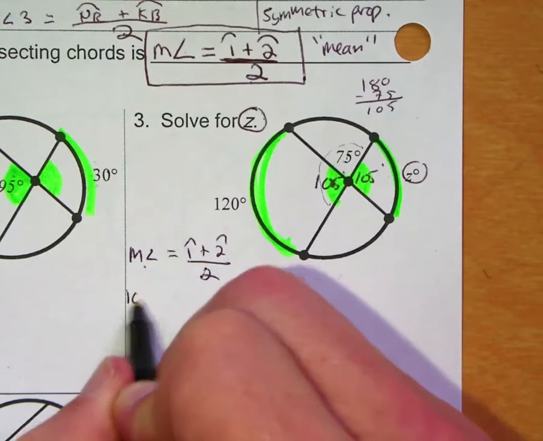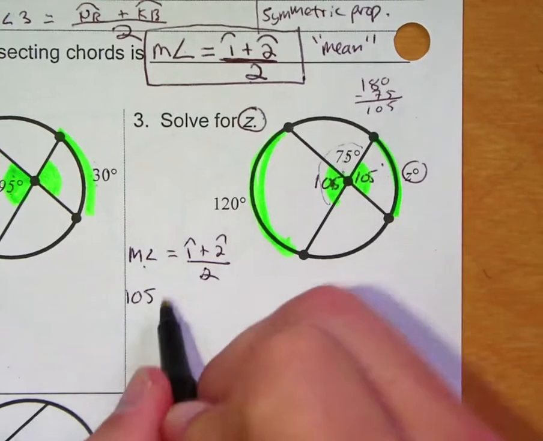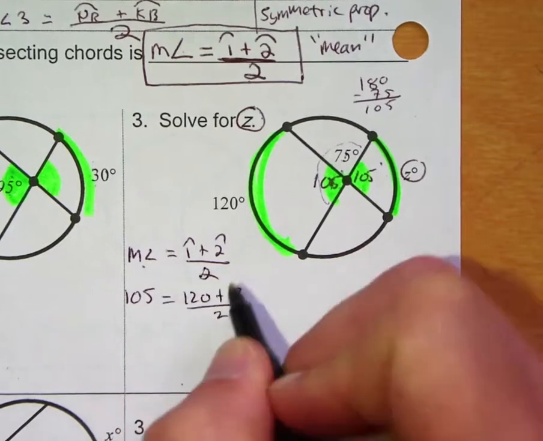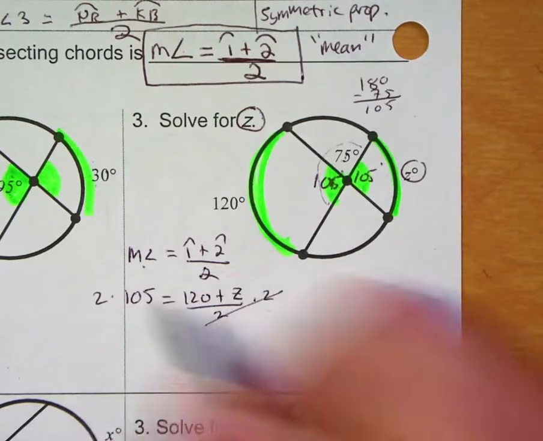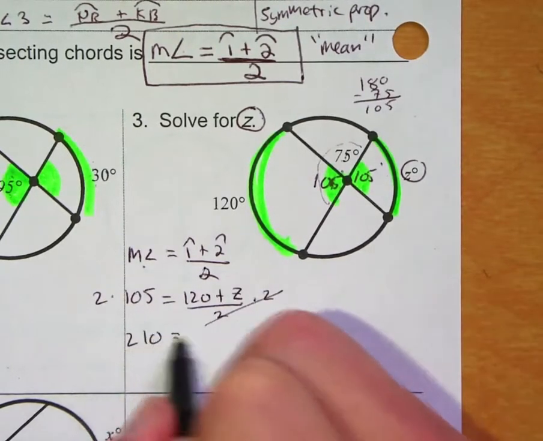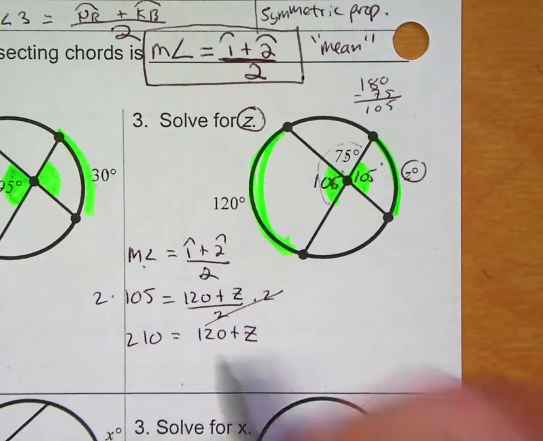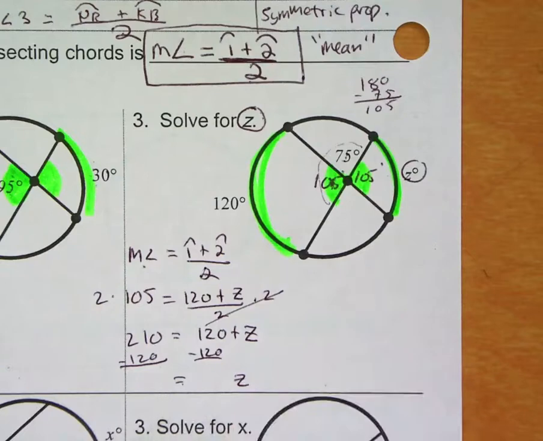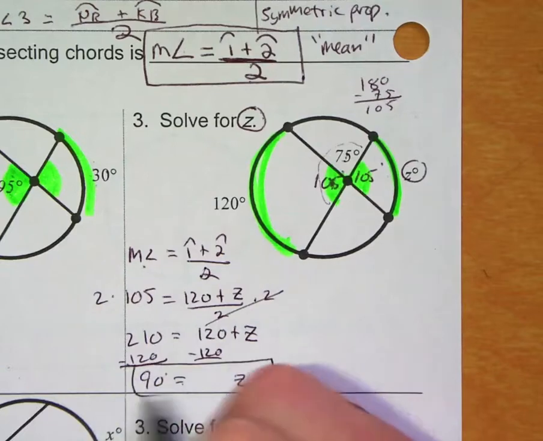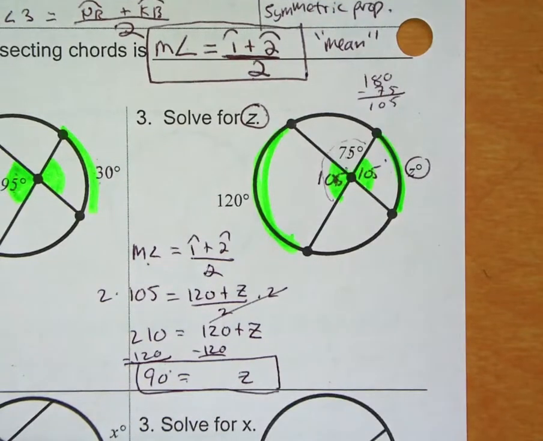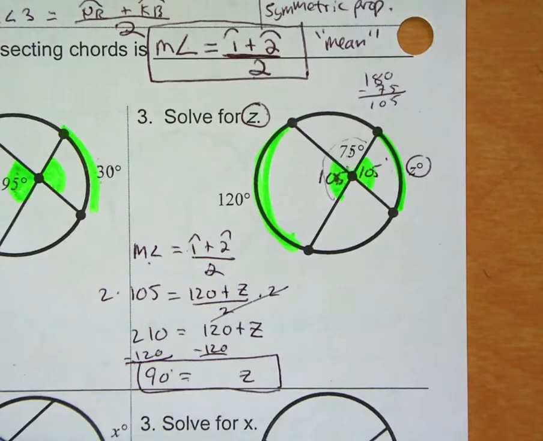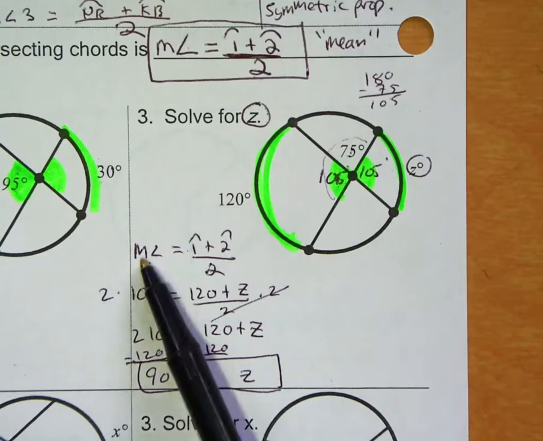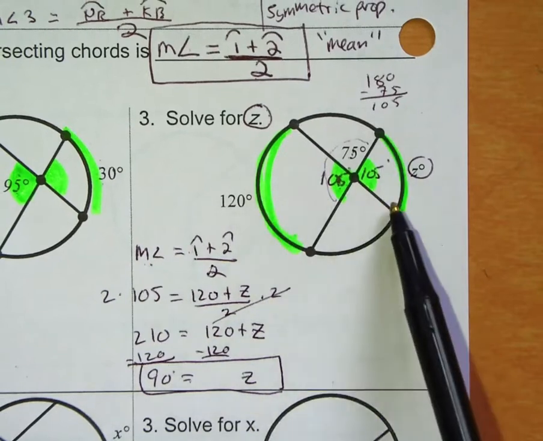So I'm going to put 105 here, because of a linear pair, and then I can put 120 and z in the other spots. I can then multiply both sides by 2, as we did before, and get 210. Then I can subtract 120 from both sides. And this becomes 90 degrees for z. So again, I suggest writing the formula out each time, making sure to annotate on your diagram so you find the correct angle, goes in the right spot, and intercepted arcs. Good luck.